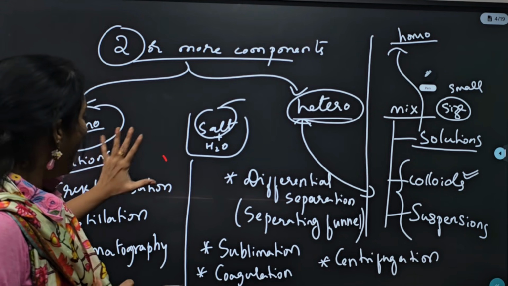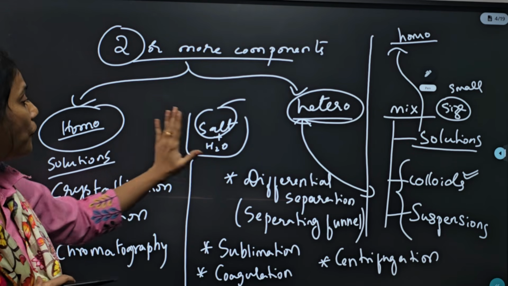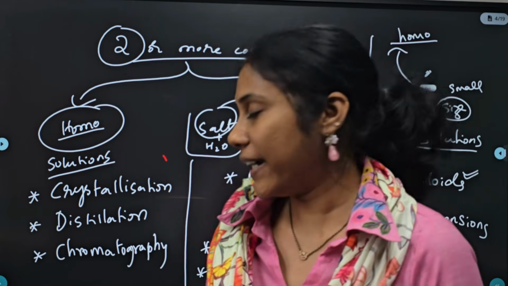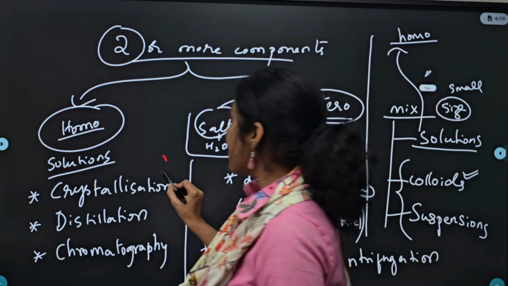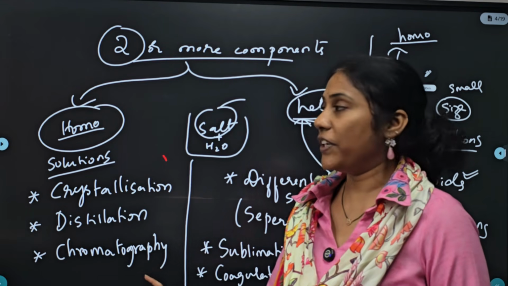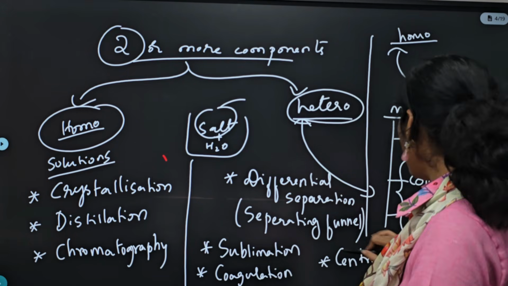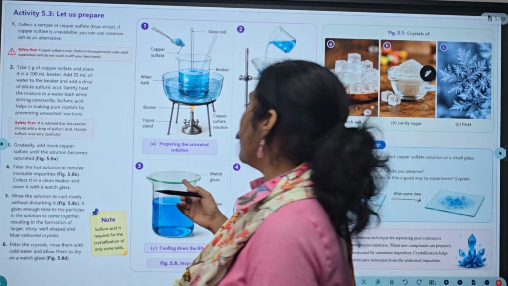Okay, so out of all these methods you should know which one is used for what kind of solution, what kind of mixture. So now going ahead, we will first discuss crystallization, distillation and chromatography, which are used for the separation of homogeneous mixtures. Okay, so look here.